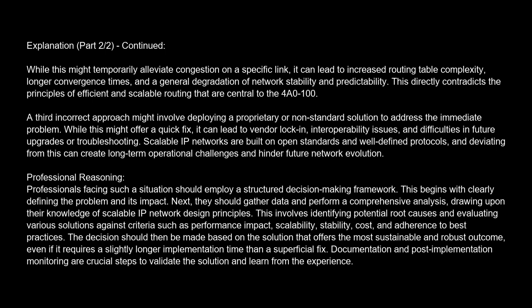Professional reasoning. Professionals facing such a situation should employ a structured decision-making framework. This begins with clearly defining the problem and its impact.